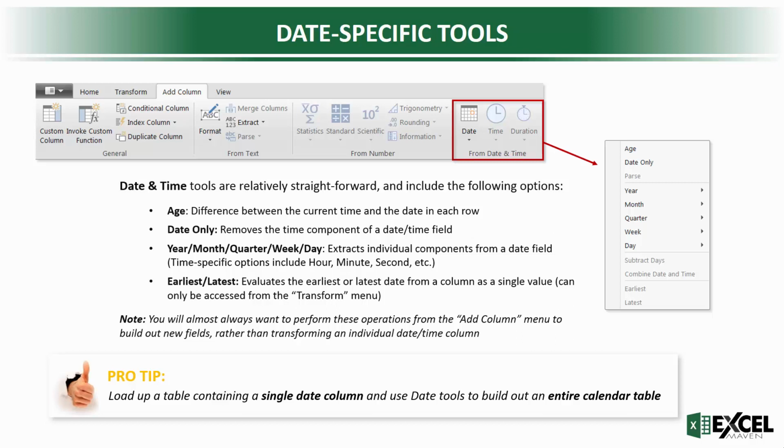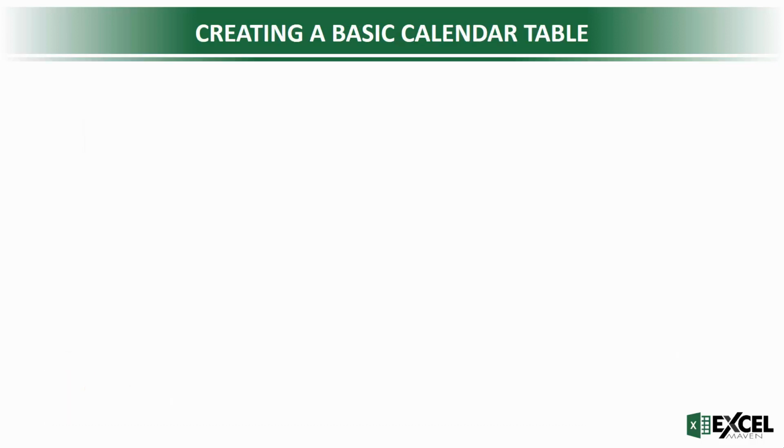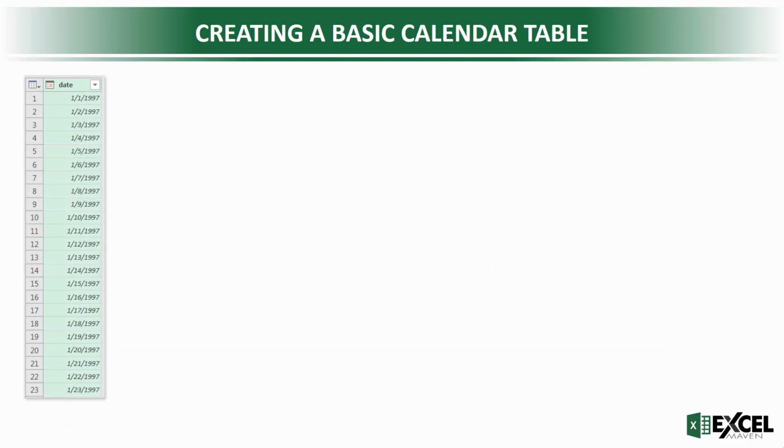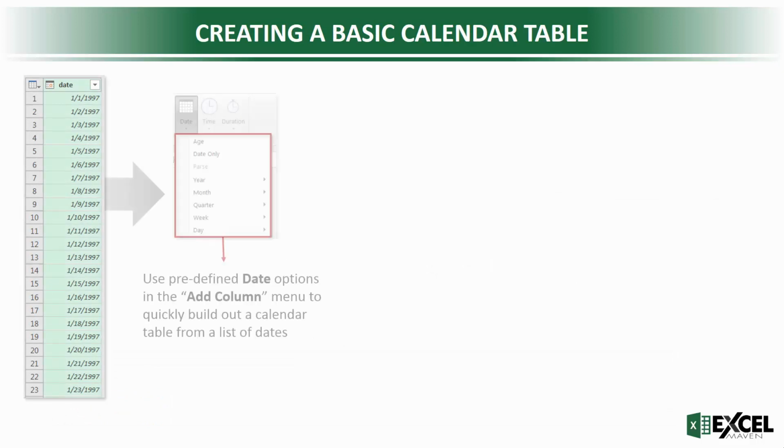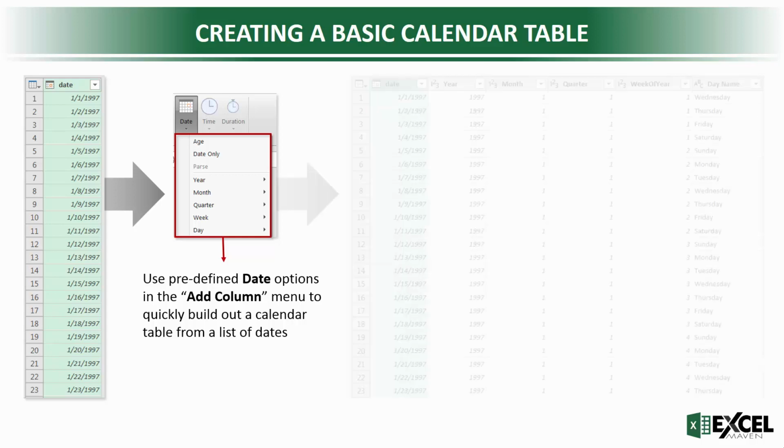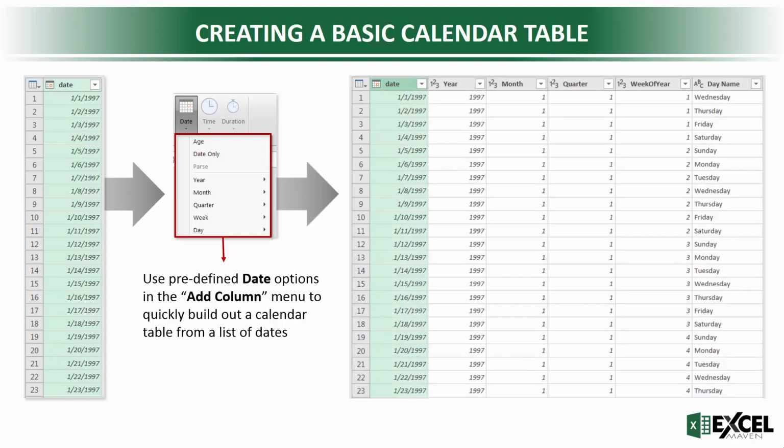So quick sneak peek at what that actually is going to look like. We're going to start with a basic one column table just like this, one row per date. We're going to use these predefined date options from the Add Column menu and quickly build out a calendar table that looks something like this. So let's jump into Excel and give this a shot.